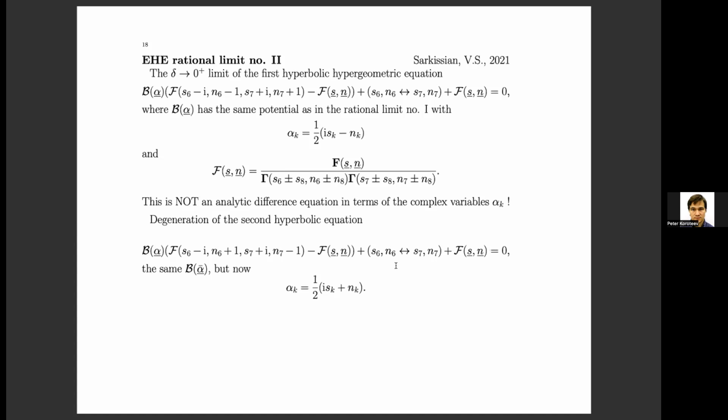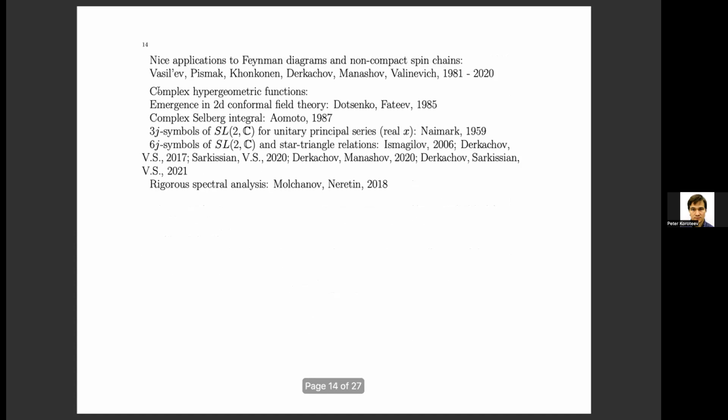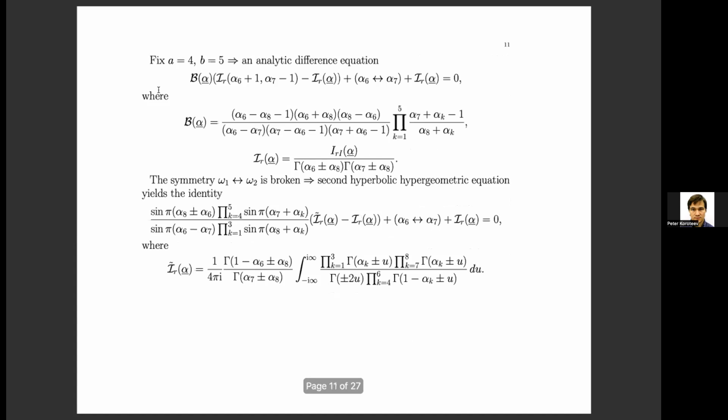So in these integer variables, which were emerged, you've seen already, you will have the recurrence relation. And for the complex variables, you will get the finite difference equations. You see, the coefficient b is exactly the same as before, as in this rational limit number 1. So I will show it to you. Here it is. So you have exactly the same looking equation as this one.